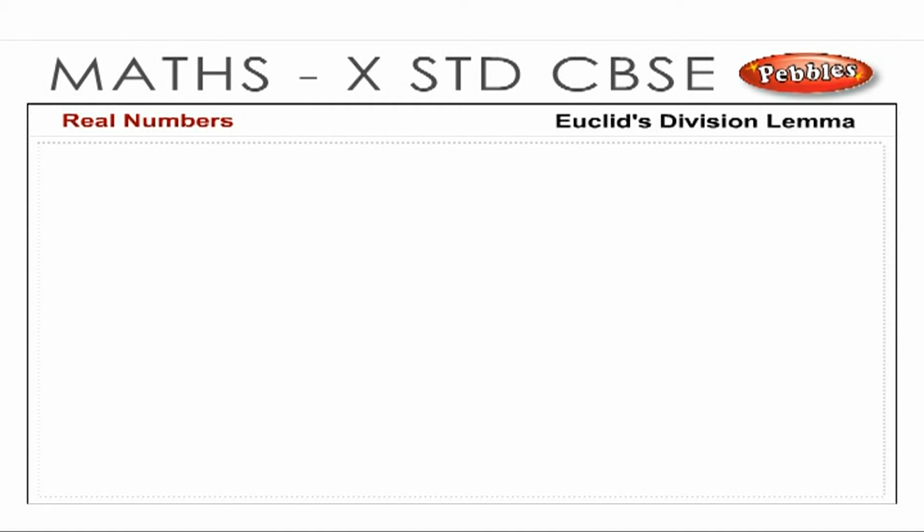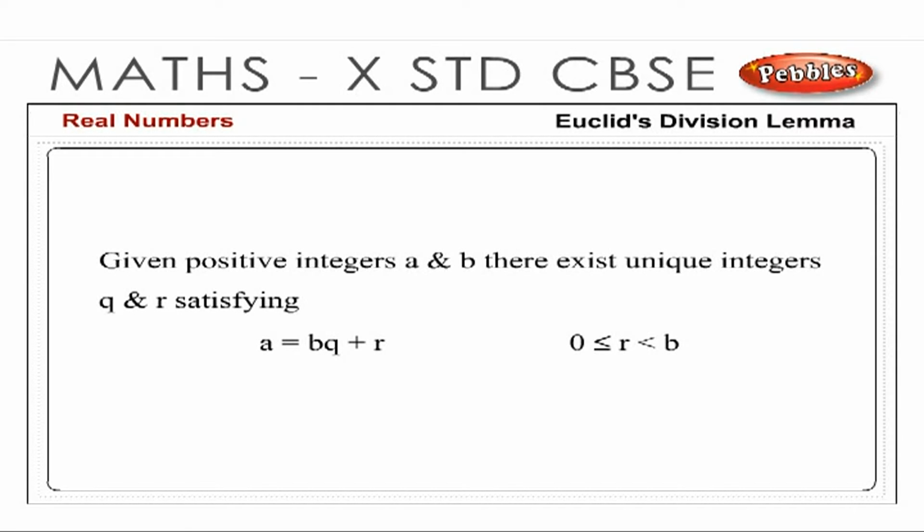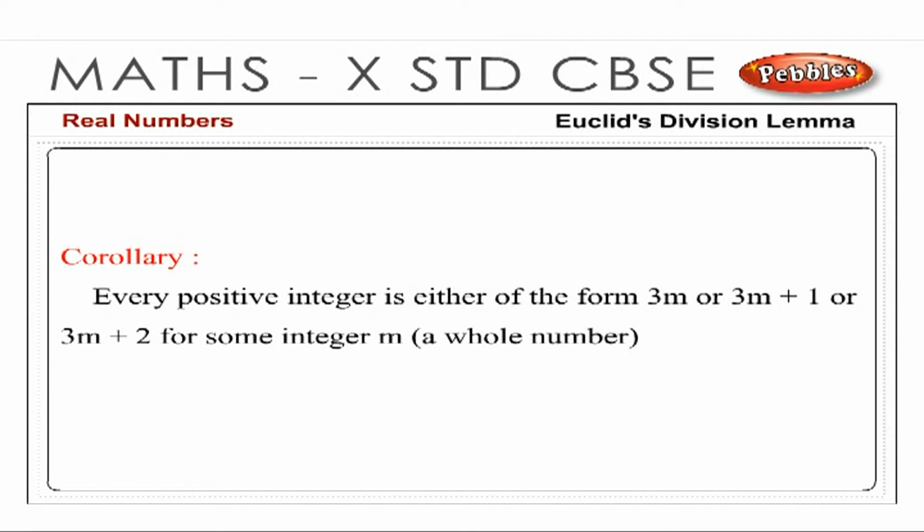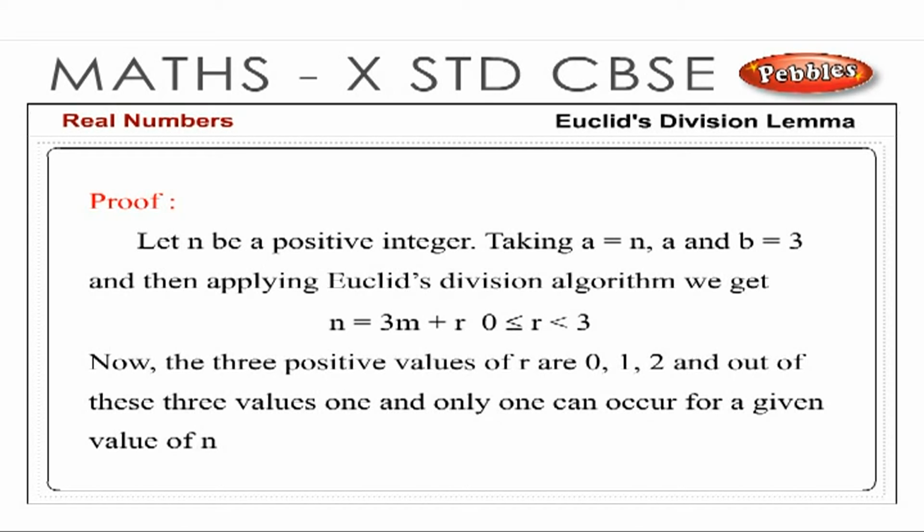Euclid's division lemma. Given positive integers a and b, there exist unique integers q and r satisfying a is equal to bq plus r, 0 less than or equal to r less than b. Corollary. Every positive integer is either of the form 3m or 3m plus 1 or 3m plus 2 for some integer m, a whole number. Proof. The proof is shown on the screen.